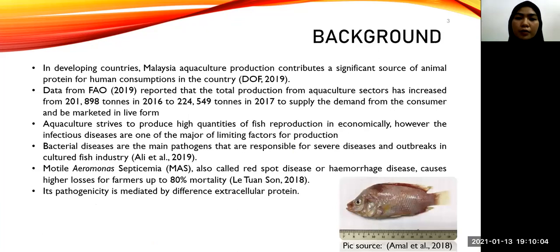Malaysia's aquaculture production contributes a significant source of animal protein for human consumption in the country. Data from FAO 2019 reported that the aquaculture sector increased to supply consumer demand from 2016 until 2017. Aquaculture strives to produce high quantities of fish economically. However, infectious diseases are one of the major limiting factors for production. Bacterial diseases are the main pathogens responsible for severe disease and outbreaks in the culture fish industry.